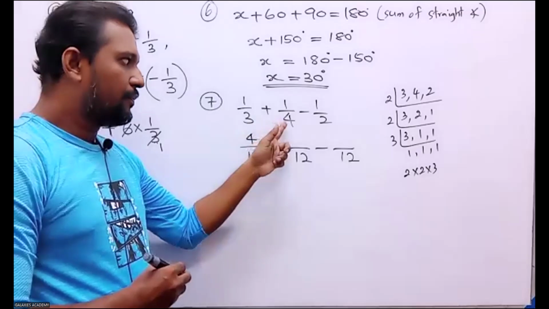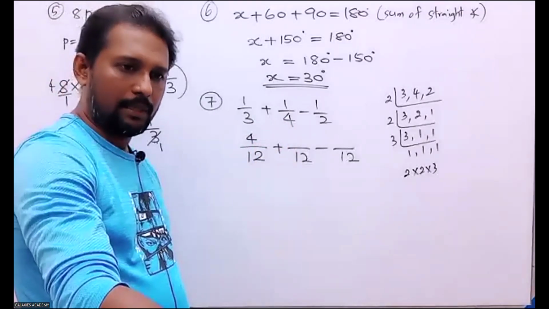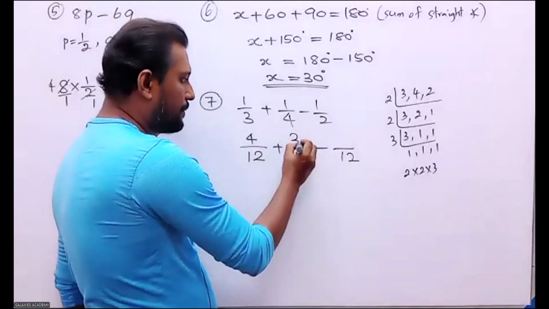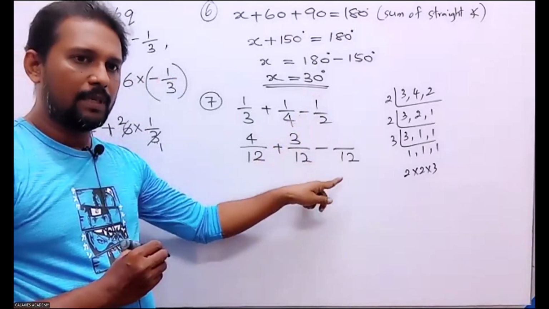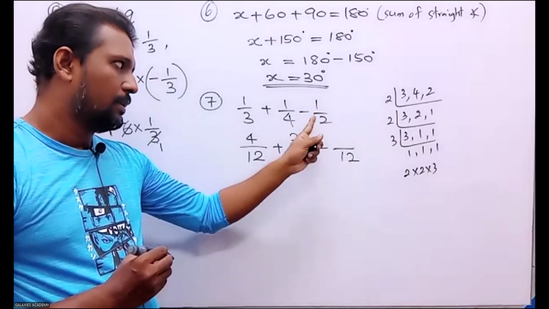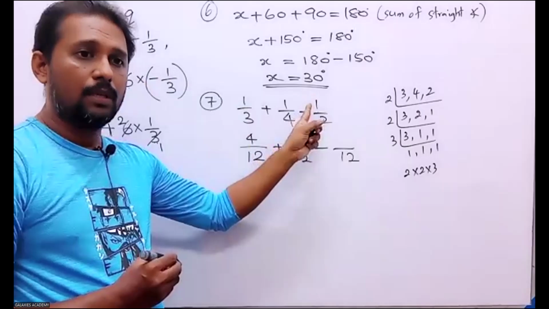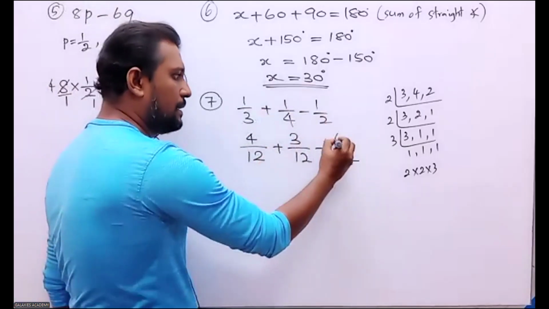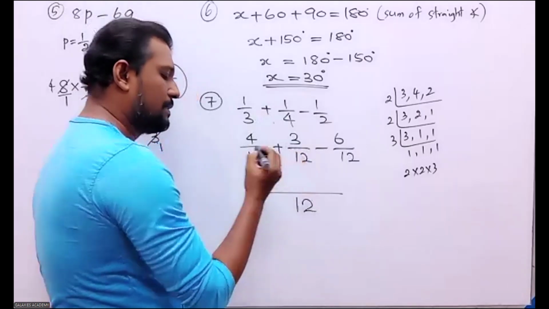1 times 4 is 4. Second fraction, 4 you have to convert into 12. So you have to multiply by 3. Right? 1 times 3, 3. This one, 2 you have to convert into 12. So 2 you have to multiply by 6. So also the numerator you have to multiply by the same value. No? 1 times 6, 6. Then the denominator is 12.